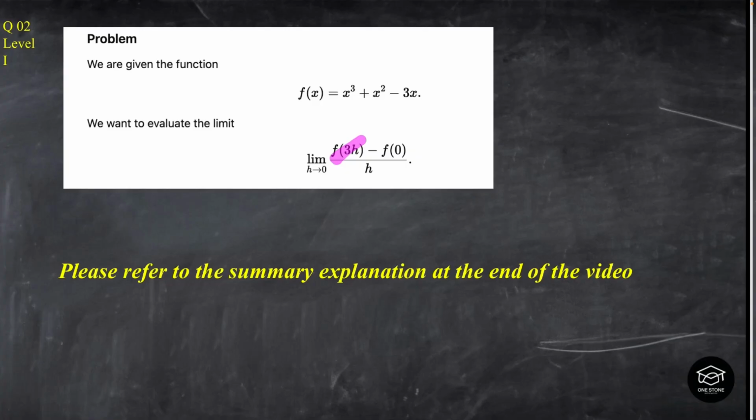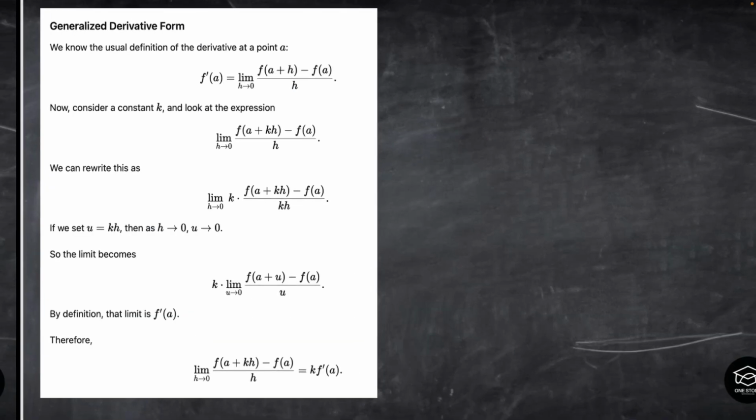We know the usual definition of the derivative at a point a is the limit as h approaches 0 of f(a + h) minus f(a), all over h. Now suppose we look at the more general expression, the limit as h approaches 0 of f(a + kh) minus f(a), divided by h. We can factor out the constant k and rewrite this as k times f(a + kh) minus f(a), divided by kh.